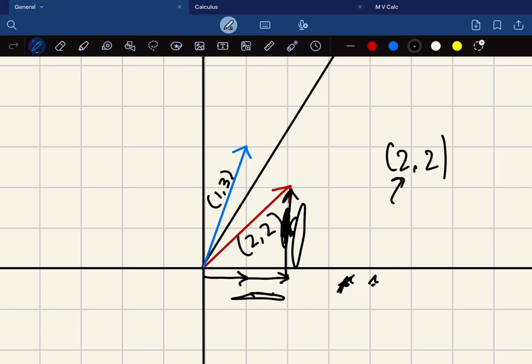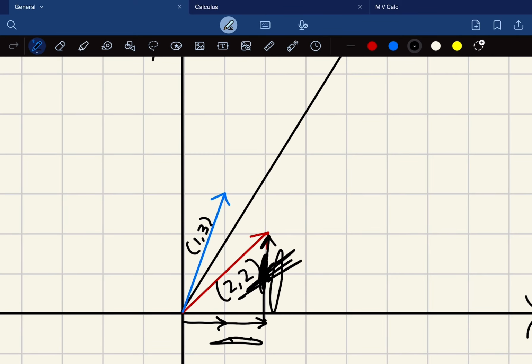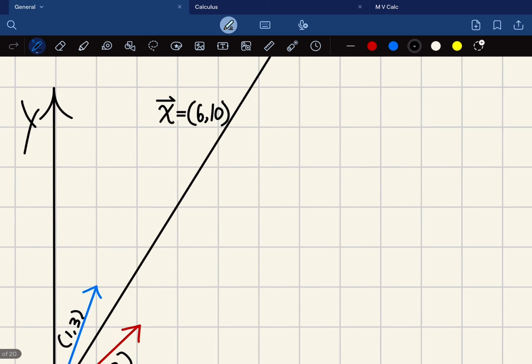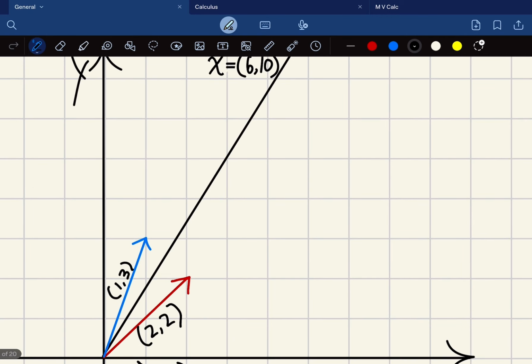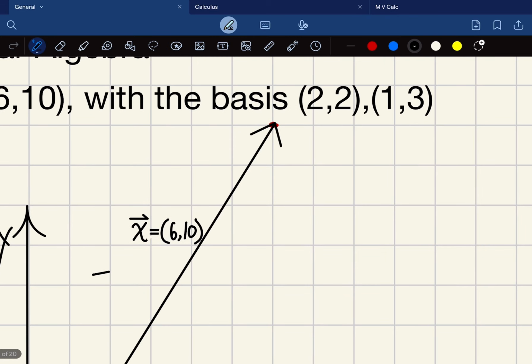So now, what would happen if we didn't use these two vectors? Because these are just two arbitrary vectors. We could use any vectors to describe another vector, right? So let's assume we use these two vectors down here to describe this big vector, vector x.